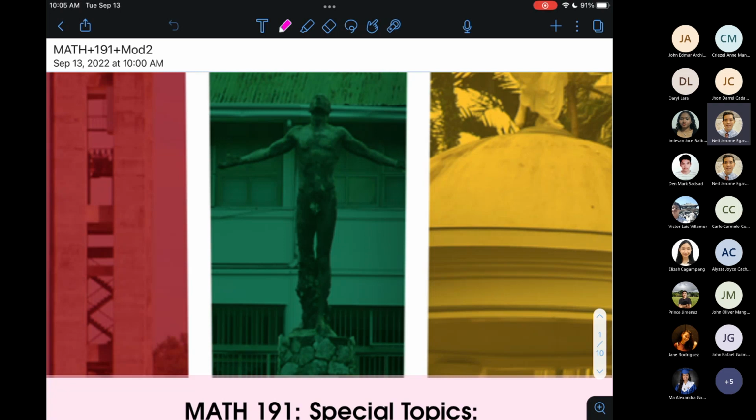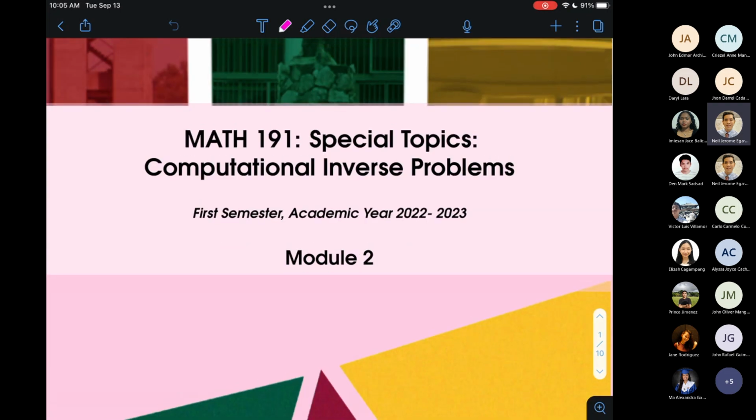Good morning everybody, and welcome to week 2 of Math 191. I hope you had the time to download a copy of the second module. I think I uploaded it last Sunday or early kahapon, but you can download it now. And for this week, we'll just start building up the mathematics for inverse problems. Specifically, we'll be looking at operators and there are some properties of operators that are very crucial in solving and analyzing inverse problems.